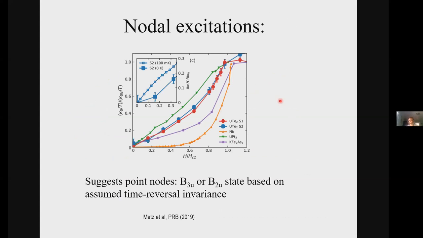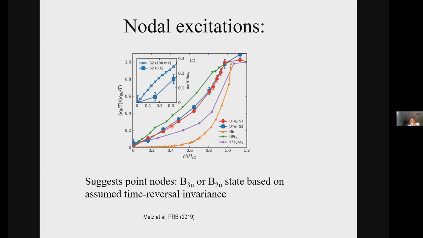And so here's some thermal conductivity on the nodal excitations. So this is a bit of a busy slide, but this is thermal conductivity along the A and B axes. It wasn't measured as carefully along the C axis. And the key thing to notice here is these red and blue dots. That corresponds to uranium-tellurium-2. And this orange line would be a typical fully gapped superconductor like niobium. And here you can see quite clearly that there are many, many more excitations here at low fields, or that are developed by fields, than there are in this niobium material.